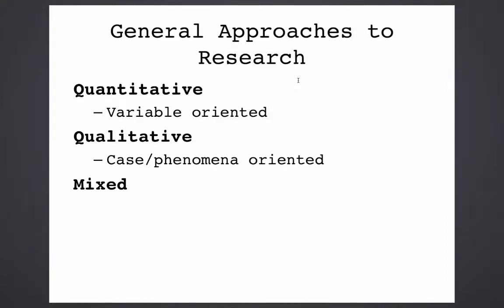Okay, so that basically covers the introduction to educational research, where it's situated, some of the assumptions about how we approach scientific inquiry within educational research. And now we're going to shift over to just introducing you to the general approaches to research. So the first approach is the quantitative area of research, and another way of describing this is variable-oriented research. The second approach is qualitative research, which is case or phenomena-oriented research. And then, of course, there's mixed research, which is a combination of the two.